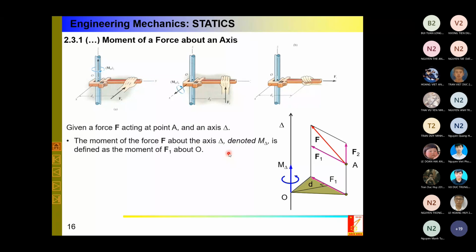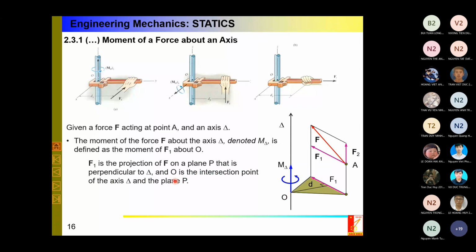I can define the moment of force F about axis delta, denoted by M delta, by the moment of F1. F1 is one component about point O. And what is F1? F1 is a projection of F on a plane P. This plane is perpendicular to delta, and with this plane, I have the intersection point with this axis. So I calculate the moment of F1 to this point.